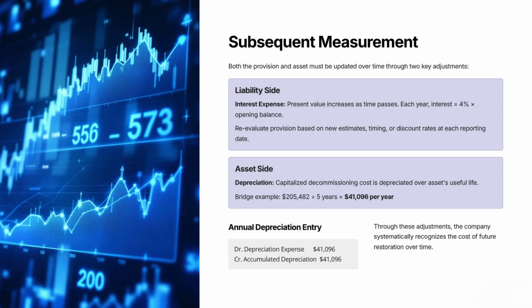Debit depreciation expense $41,096. Credit accumulated depreciation $41,096. Through these two adjustments, interest on the provision and depreciation of the asset, the company systematically recognizes the cost of future restoration over time. Now, what happens if new information changes the estimated cost or timing? Let's look at that next.